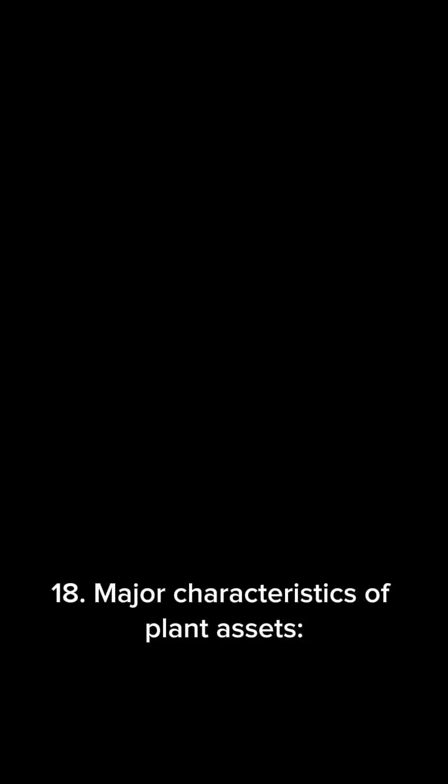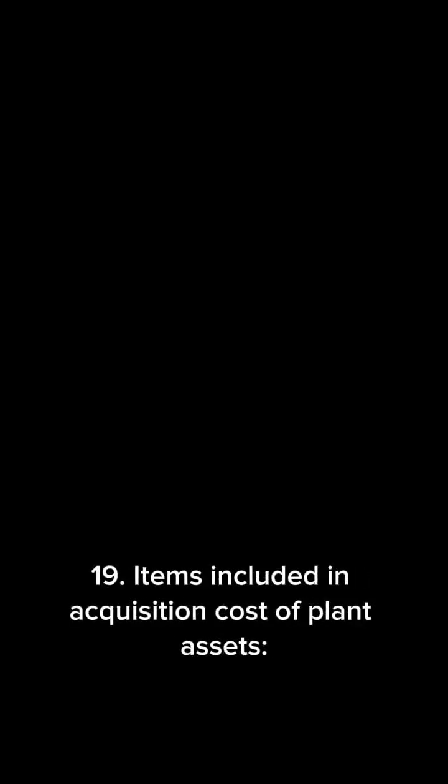18. Major characteristics of plant assets: tangible, used in business operations, provide benefits over multiple accounting periods. 19. Items included in acquisition cost of plant assets: land: purchase price, legal fees, clearing costs; machinery and equipment: purchase price, shipping, installation, testing costs; buildings: purchase price, renovation, permits, architectural fees.